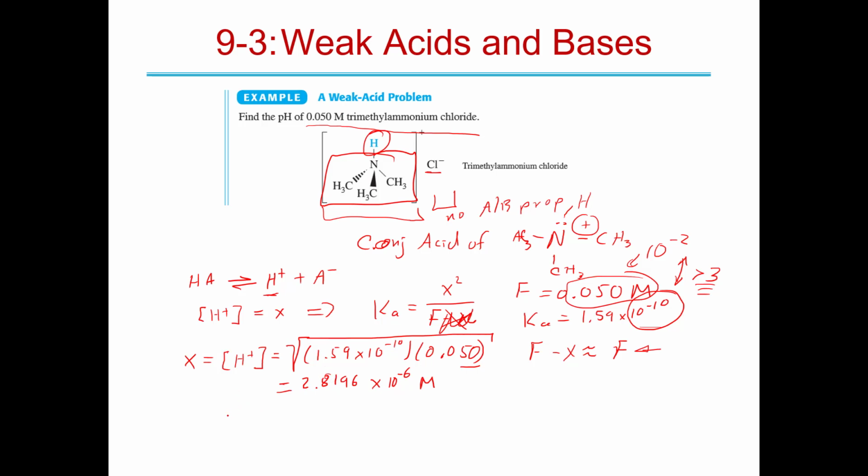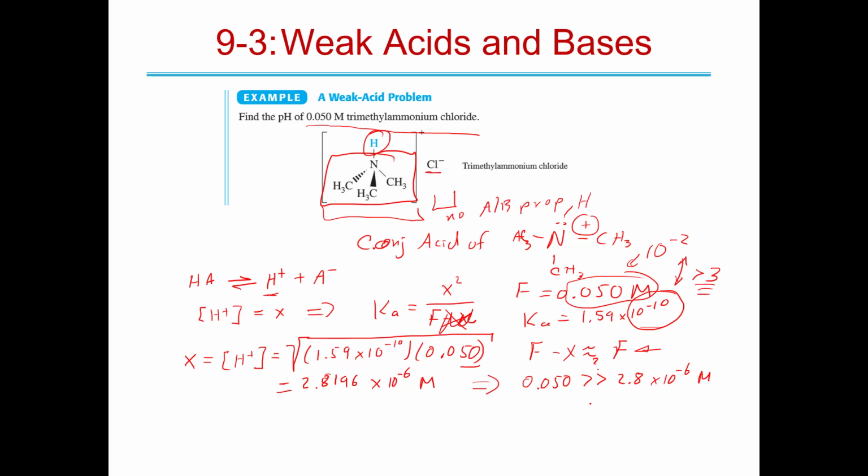Okay, so if you had used the quadratic equation to solve this, you would have gotten essentially the same result. So good news, our small x approximation worked pretty well. Also, let's just check the small x approximation. Is it true that 0.050 molar is much, much greater than 2.8 times 10 to the minus 6 molar? Is that true? Why, yes, it is.